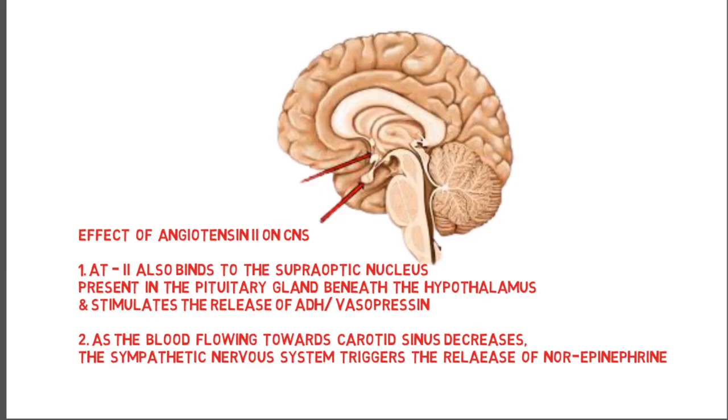Once angiotensin 2 binds to these receptors, it stimulates the release of antidiuretic hormone or vasopressin. This decreases the urine output and in turn will lead to an increase in sodium and water reabsorption. And if there is increased reabsorption of sodium and water, then it will in turn cause an increase in the blood volume. And when the blood flow towards the carotid sinus decreases, this is the second mechanism. When the blood flow towards the carotid sinus decreases, the sympathetic nervous system activates the release of norepinephrine, which was discussed in the previous animation.